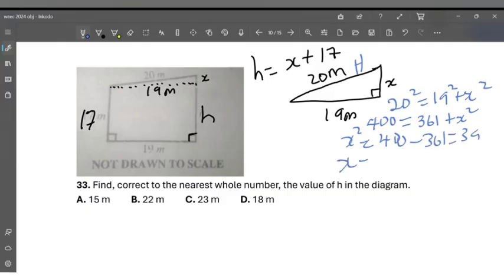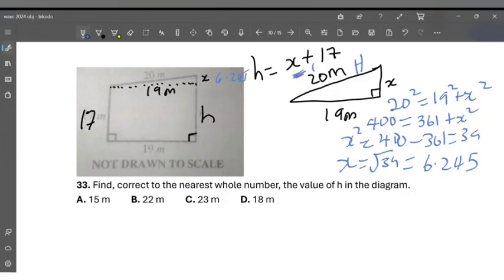So x will be equal to the square root of 39. When I punch that in my calculator, the square root of 39 gives me 6.245. All right. So now I have my x. I know what is here, 6.245. I just need to add it plus 17 and I get my answer.